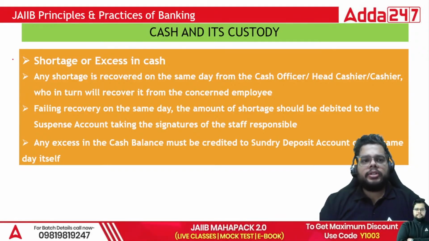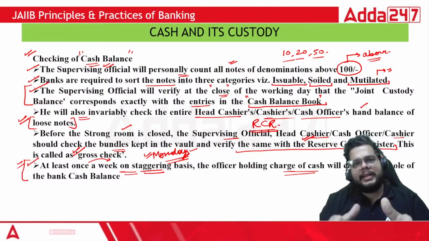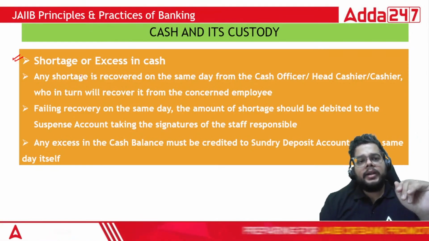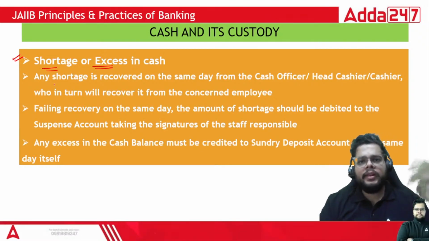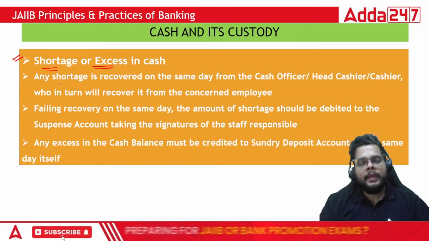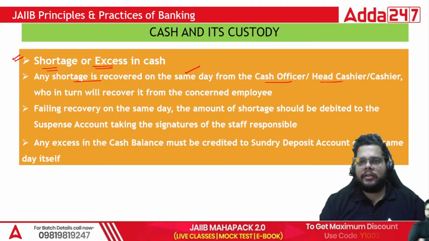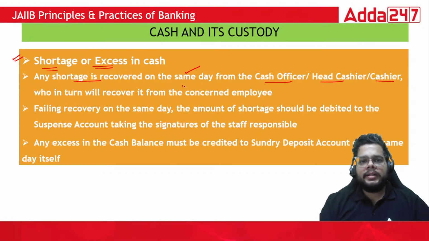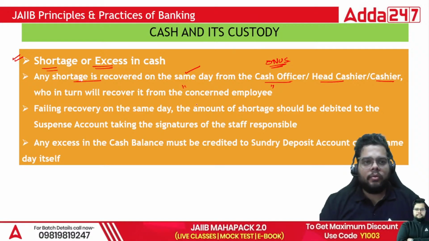Then what about the shortage or excess in cash? You now know for sure that you have checked the cash balance, and how you will be checking the cash balance using these techniques. But if there is certain excess of cash or there is shortage of cash, how will we be handling it at the branch level? Any shortage is recovered on the same day from the cash officer or head cashier, or for that matter cashier, who in turn will recover it from the concerned employee. Okay, so always remember the onus lies on the employees only.